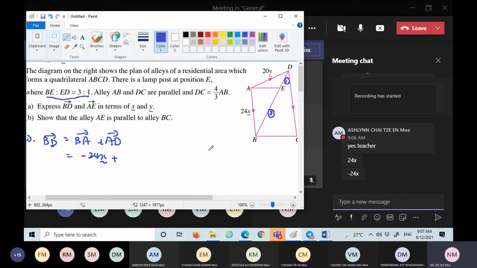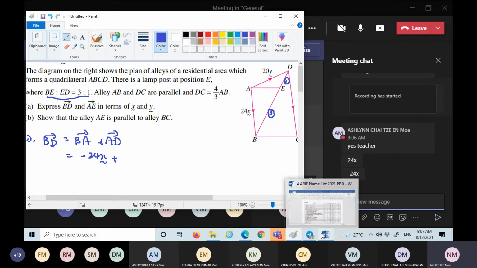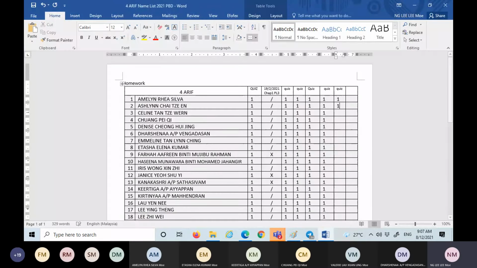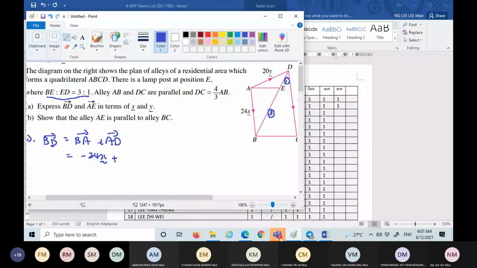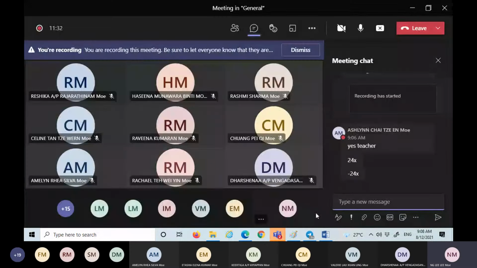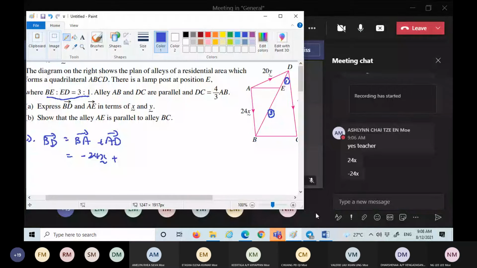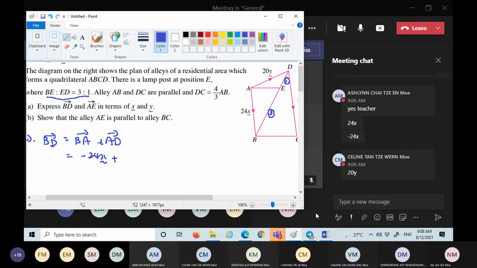So what is AD? Celine, what is AD in terms of x and y? 20y? Okay, so that's all, nothing to simplify. If you want to factor out because of 24 or 20, you can factor out maybe 4, but no need actually. Just leave it. So this is the answer.